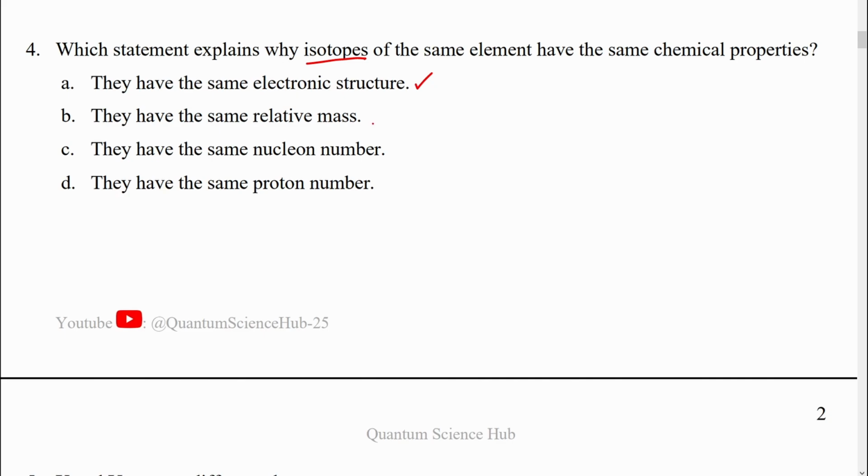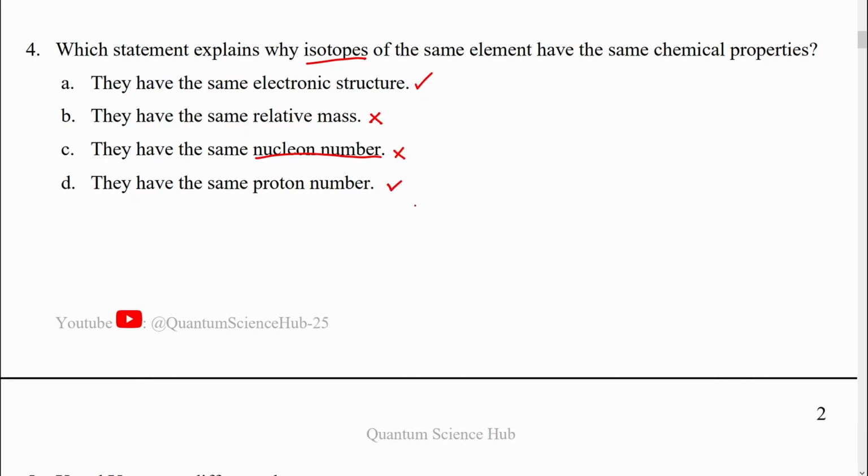So this is wrong. Option C, they have the same nuclear number. Again, nuclear number means the mass itself. So since they have different numbers of neutrons, they will have different nuclear numbers or mass numbers. So this is wrong. Option D, they have the same proton number. Okay, this statement is correct.